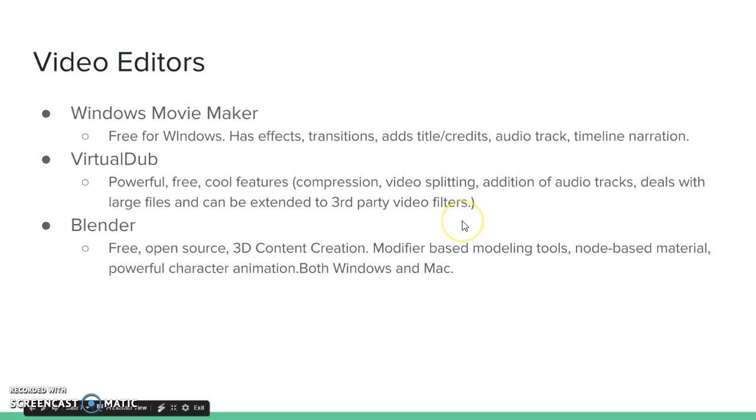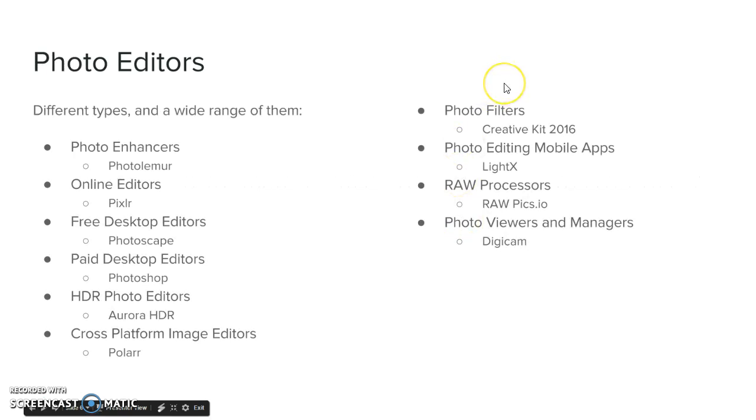Moving on, photo filters are everything from Snapchat and Instagram to Creative Kit 2016. Essentially, they just overlay a filter on top of a picture. These are, at this point, fairly ubiquitous.